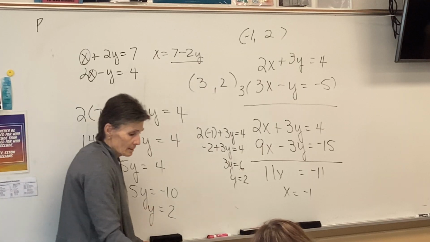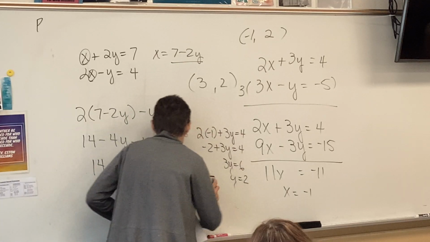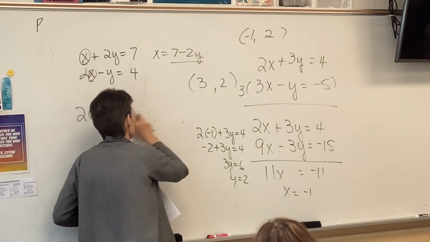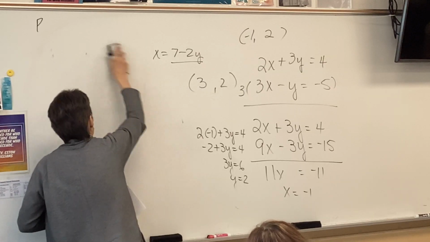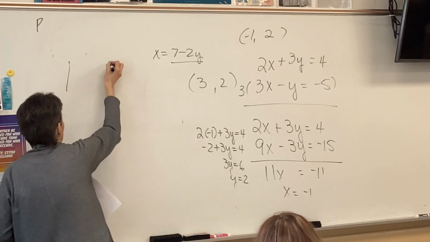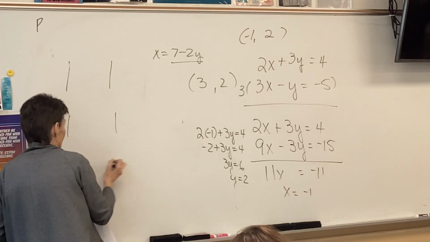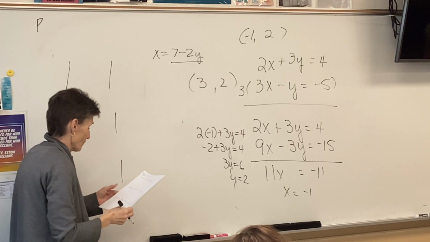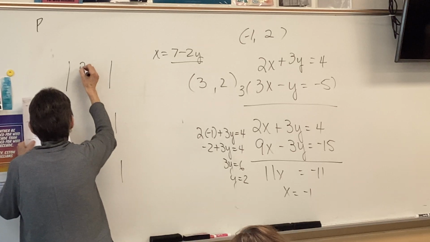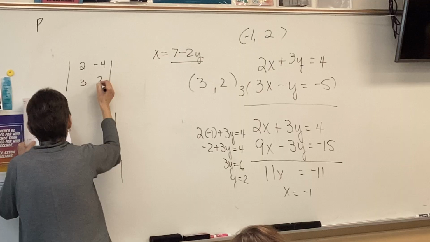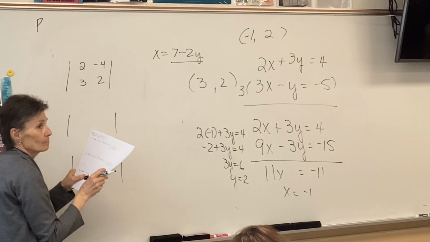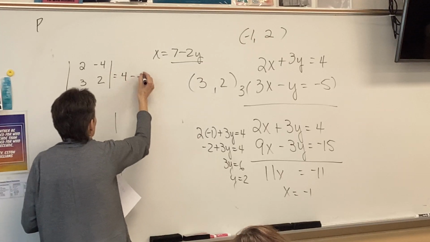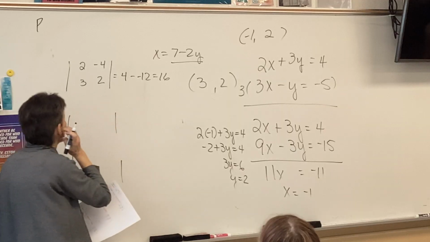Okay? Solve using Cramer's rule. That's what you just quizzed over. So when I grade that problem, I will be looking for 3 determinants. That's what I need to see, because that's how Cramer's rule works. So, the first one I'm going to see is 2, -4, 3, 2. Multiply and subtract. So that's going to equal 4 minus -12. I got 16.